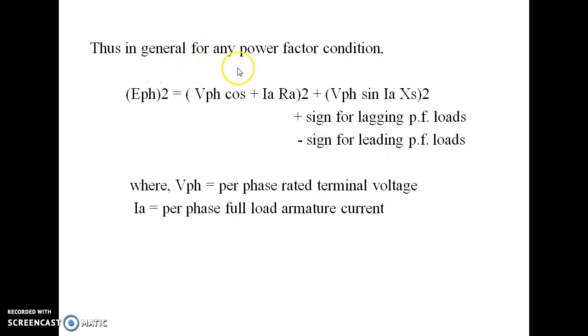So, in general, for any power factor condition, EPH square will be (VPH cos phi plus or minus IARA) square plus (VPH sin phi plus or minus IAXS) square. Plus sign will be for lagging power factor loads. Minus sign will be for leading power factor loads, where VPH is the per phase rated terminal voltage, IA is the per phase full load armature current.